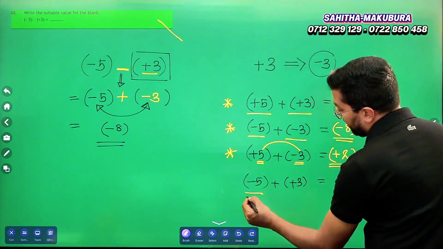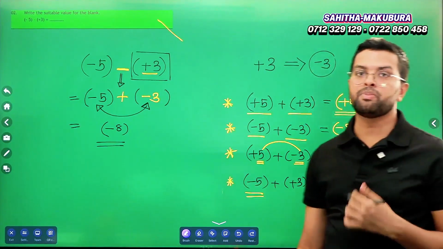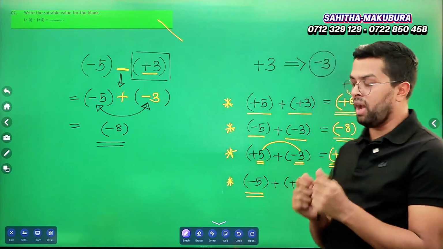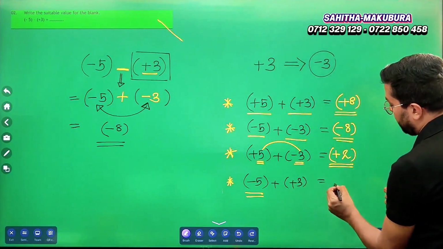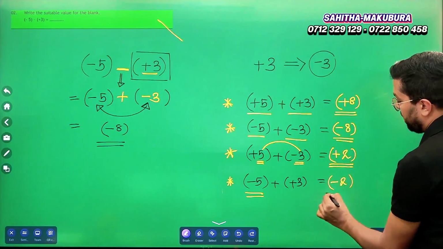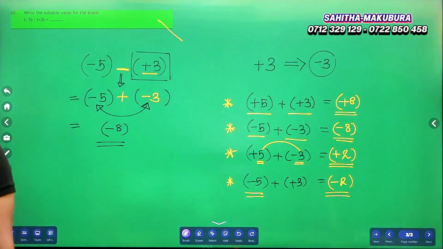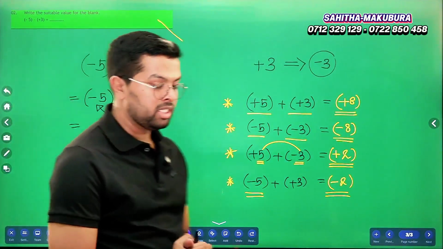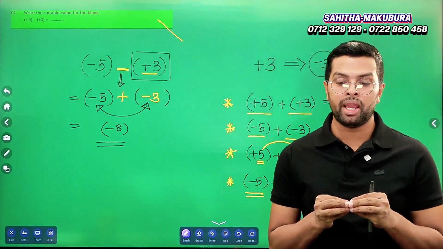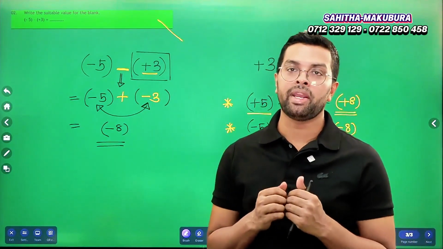If you follow the same process for this question, minus 5 plus positive 3, the larger number without the direction is 5. The symbol of that number is negative. So 5 minus 3 gives you the number 2. The final answer is minus 2. When you are preparing for your term test, also try to represent these answers using a number line.